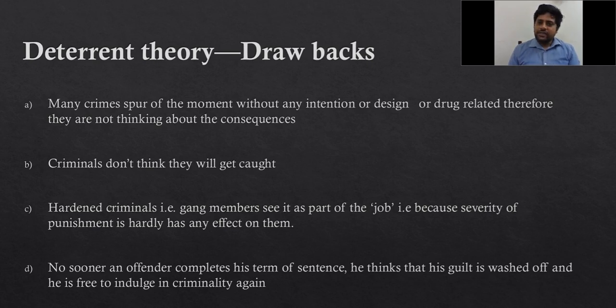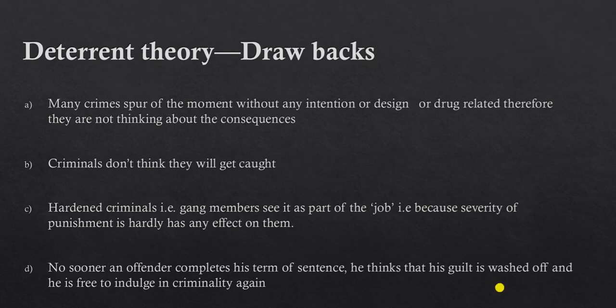After serving the punishment or the penalties, the offender will think that his guilt is gone. It's like a person going to his parents or guardians, stating that, okay, I have committed this thing, and the parents beat him and give him punishment, and after serving that particular punishment, he thinks that now I am okay and I can again indulge in that kind of activity. That is the wrong thinking, and that is again a drawback of the deterrent theory. So now moving to the next theory, that is the preventive theory.